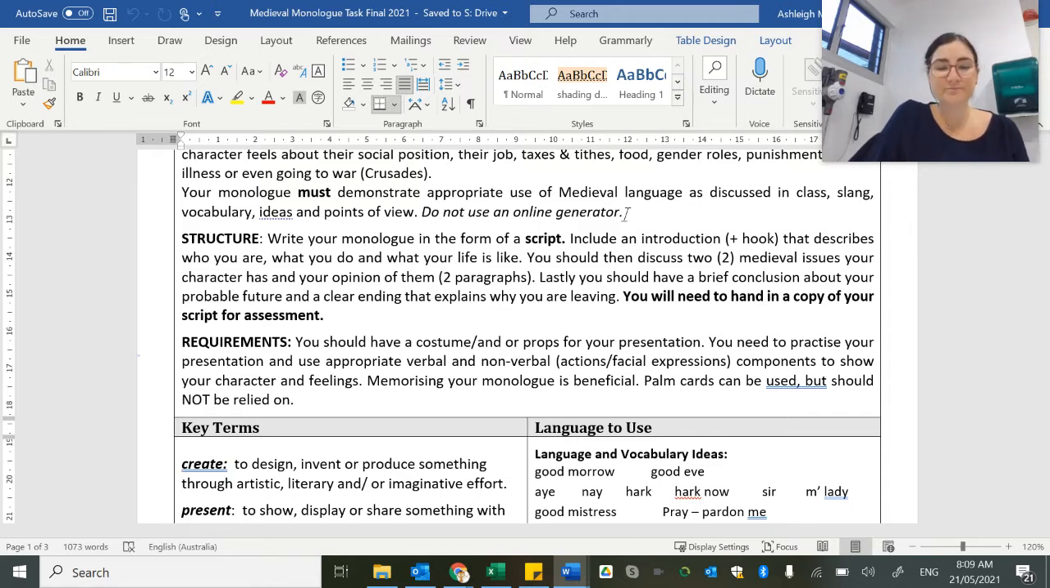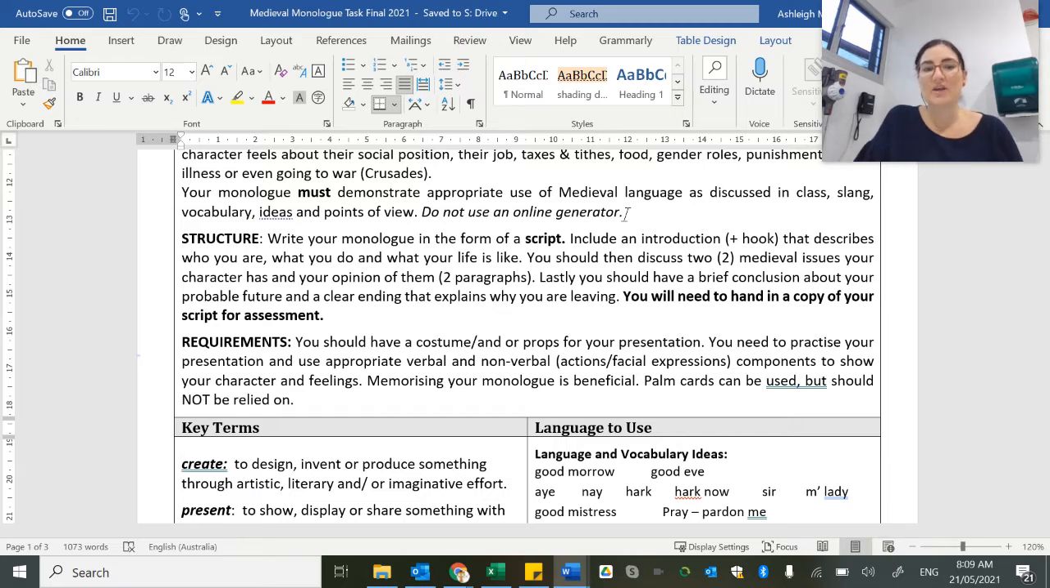For example, if you're talking about the Black Death and you want to say that you cover your face, you might say, I cover my visage. Visage is the Old English word for face. So you would just change that one word. Okay, so please make sure that you write it in plain, normal English like you would, and then go back and use the vocab sheets given to you to change some of the words.